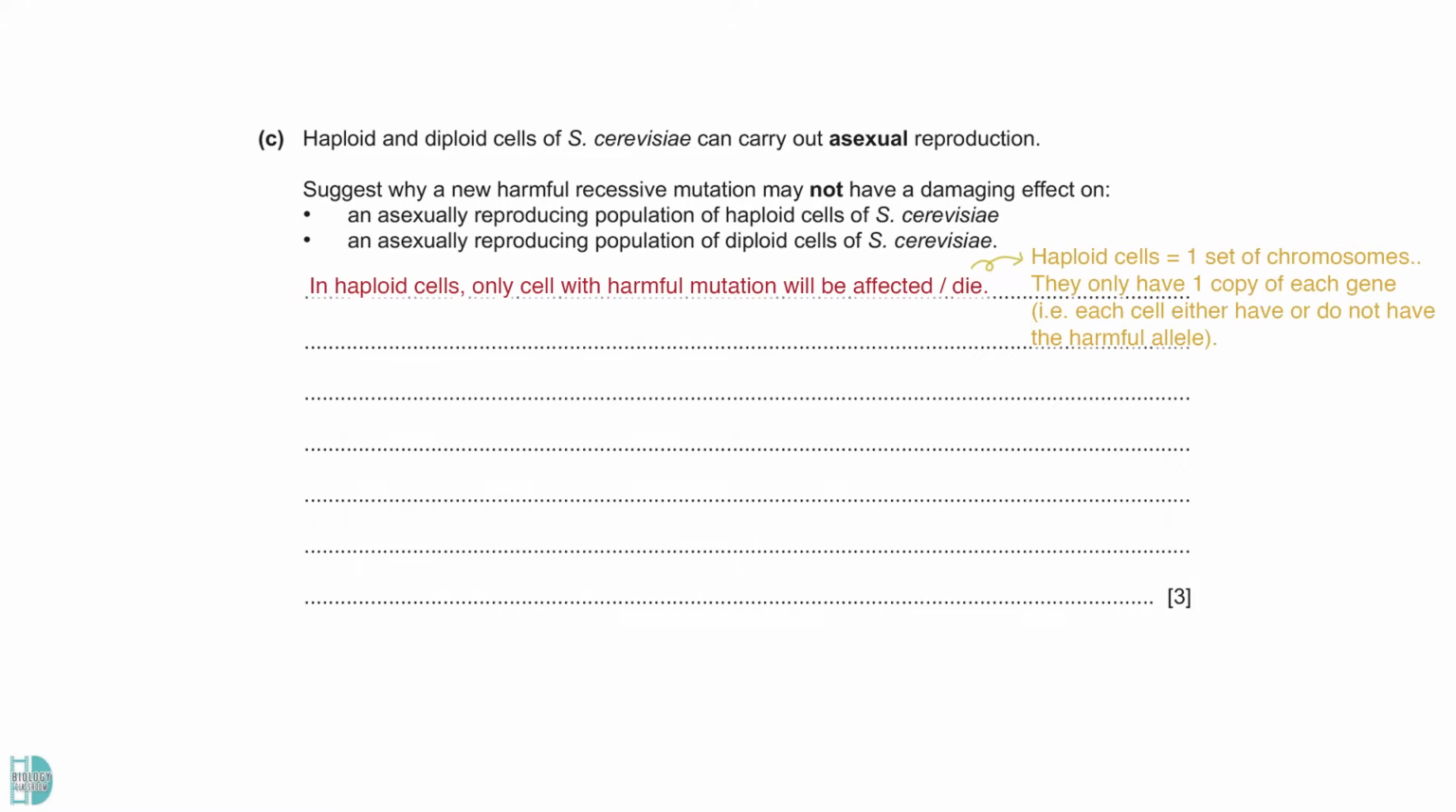Haploid cells only have one set of chromosomes. This means they only have one copy of each gene. Each cell either has or does not have the harmful allele. Whichever cells with the harmful mutation will be affected or die. They help to remove the allele in the population. Therefore, the rest of the population will not have the mutation and will remain unaffected.